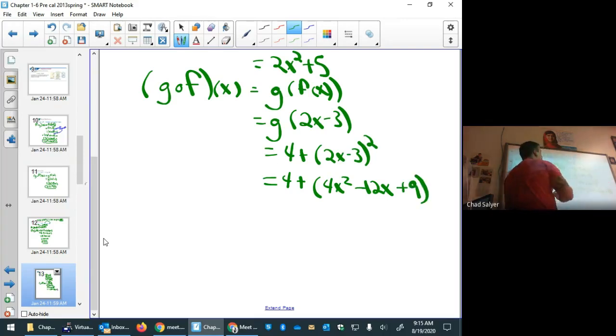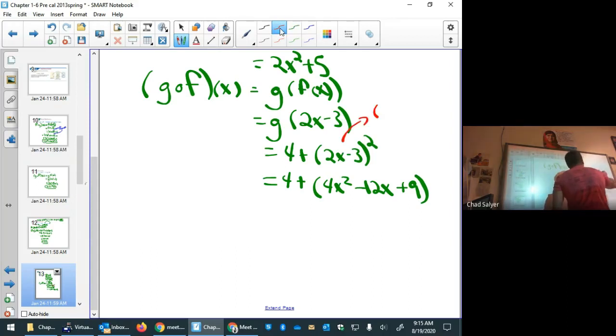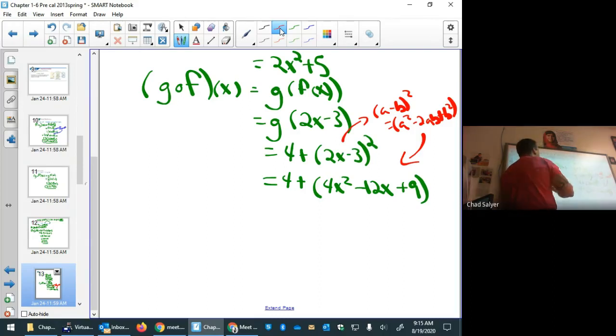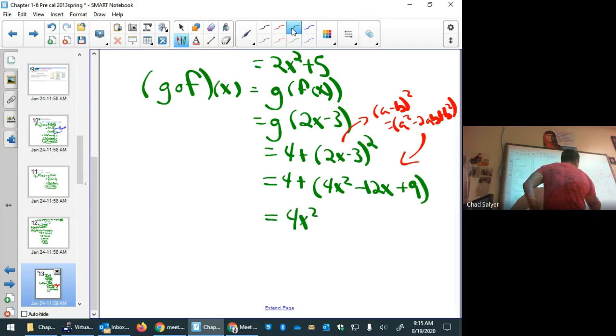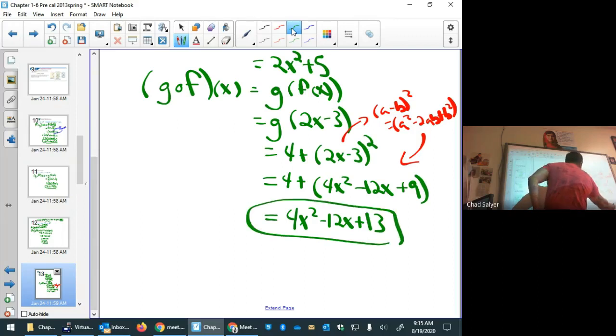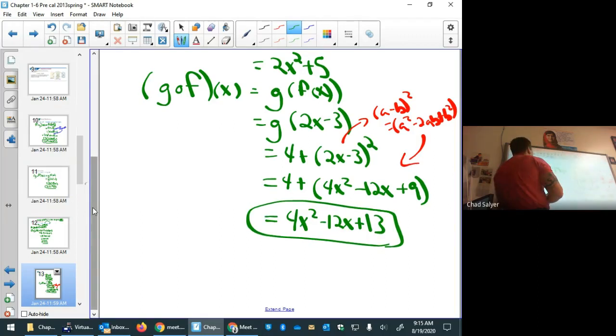So once again, this uses a shortcut. And just to help you remember that a minus b squared equals a squared minus 2ab plus b squared. So that's the shortcut I used here. Okay, so adding 4 to 9, I get 4x squared minus 12x plus 13. So that is g of f.